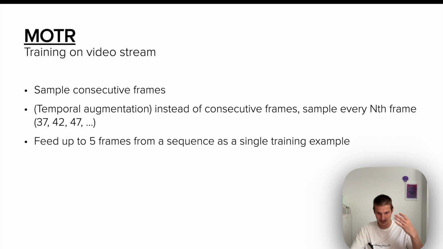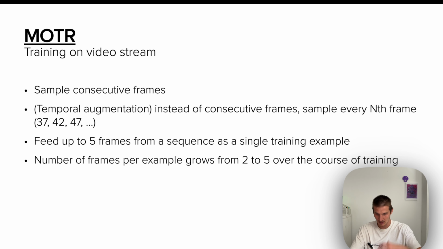And then we'll take 5 of these frames and basically feed that into the model as a single example, as a sequence. And so we'll have the actual 5 images, 5 consecutive frames from the same video, knowing the ground truth, knowing the track IDs of objects that appear in all 5 of them. And during the actual training, we start with just the 2 images per sequence and then gradually increase up to 5 for the latest epochs in the training.